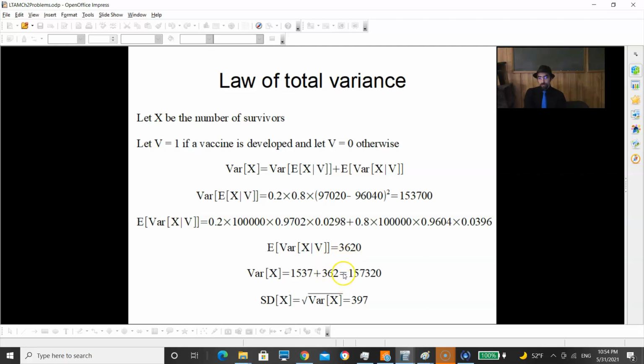so total variance is just the sum of these two, which would be 157,320. I just realized there's a typo in here, missing some zeros here, but this number is correct. And the standard deviation of X would just be the square root of the variance. My apologies for the typo.